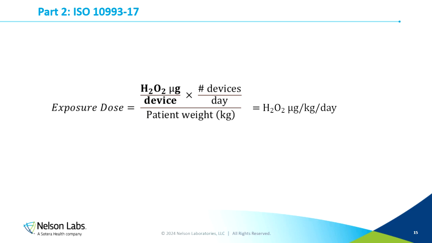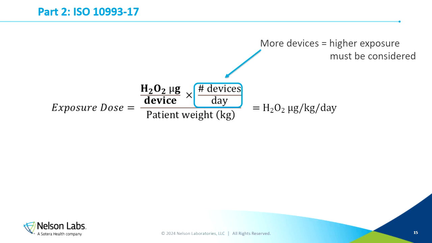And a few of these conversion factors actually have to do with how your device is used. In order to get from micrograms per device to micrograms per day, we need to account for how many devices are used. So that means that if you have a device where only one is used per day, the exposure dose would be 1/10 of something that if you had 10 devices applied.